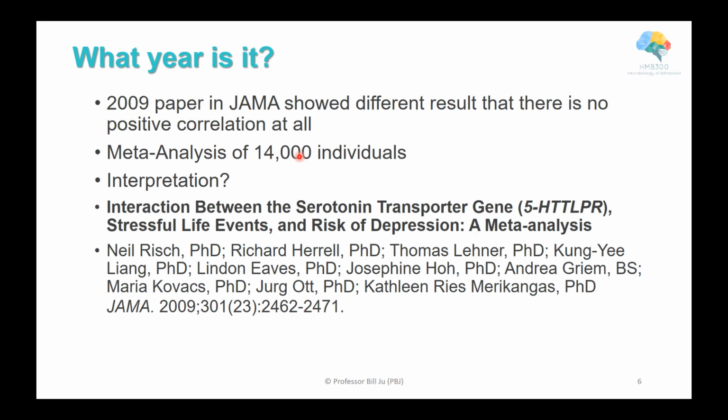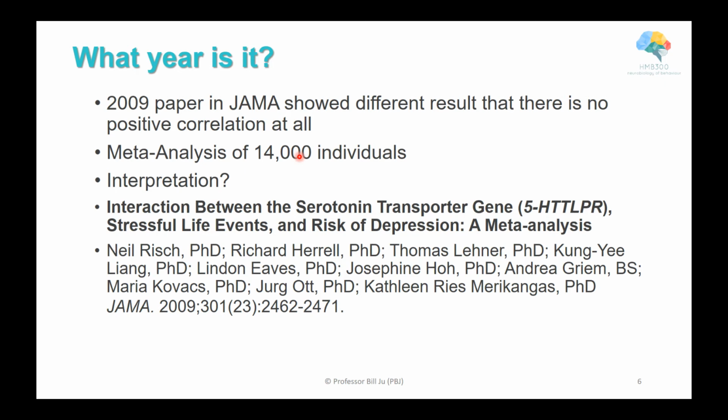So that idea that the short allele is equal to depression if you carry it and then you have stress, this group found the exact opposite, that there's no correlation at all. So where does that leave us? Where does that leave us in terms of our understanding?